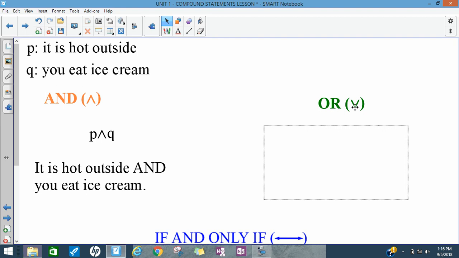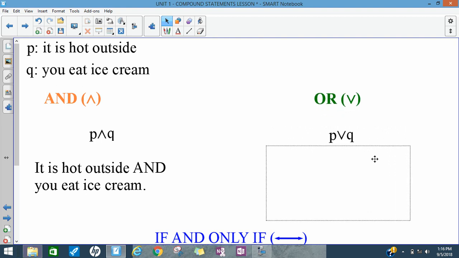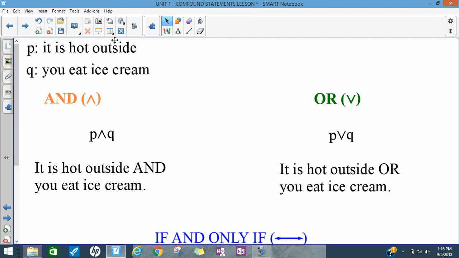The V means or. And so whenever we see that V, we use the word or. So this looks like it is hot outside, or you eat ice cream.